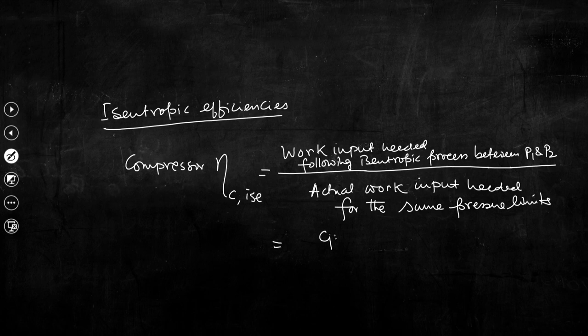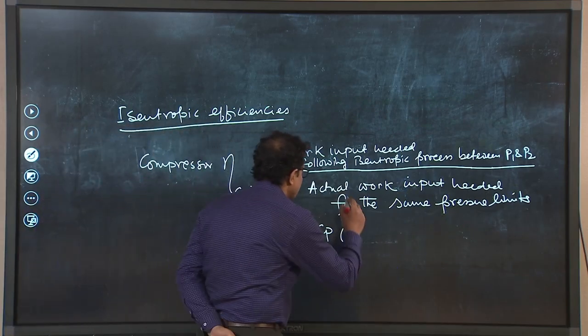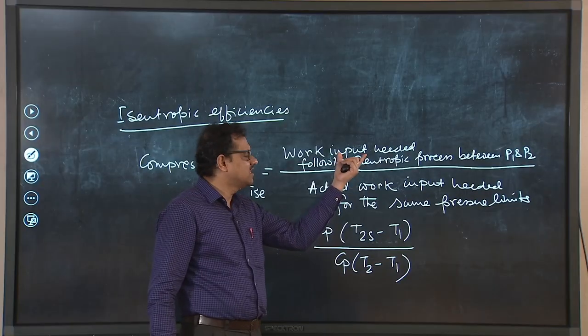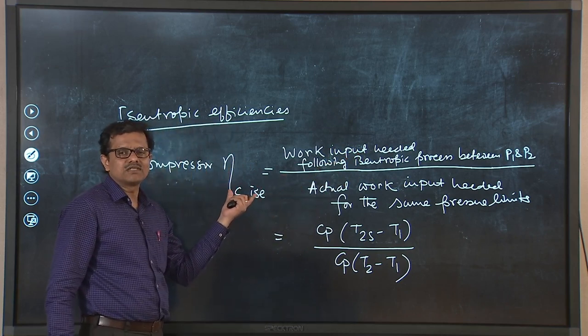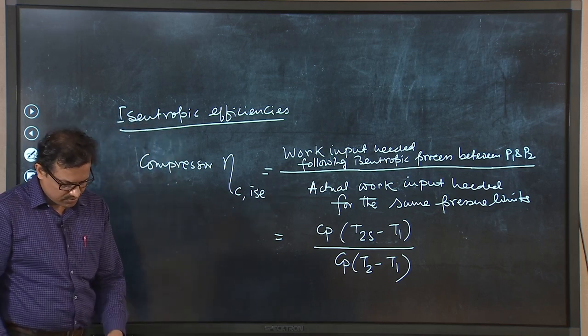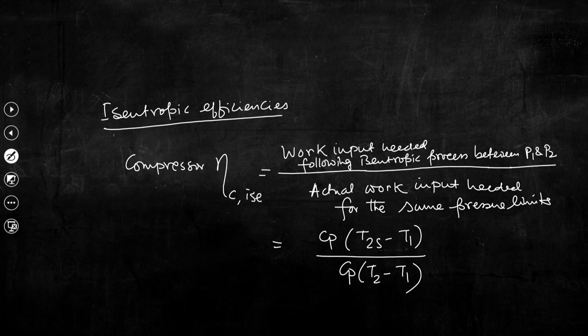That means Cp into, that means the work input needed to run the compressor following the isentropic process between two pressure limits, that is P1 and P2. We can see that P1 and P2, these two are the pressure limits, and actual work input. So, this is basically Cp into T2S minus T1 divided by Cp into T2 minus T1. You can understand certainly the actual work needed to be supplied to the compressor should be higher than the work needed following the isentropic process. Hence, the isentropic efficiency of the compressor will certainly be less than the predicted value using the isentropic process. So, this is basically the isentropic efficiency of the compressor.